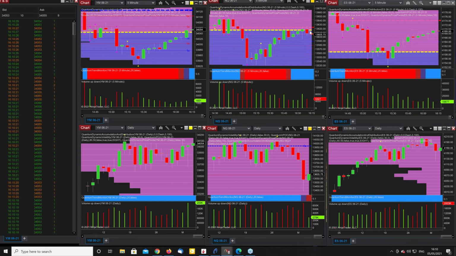Lots of resistance overhead at the volume point of control, and lots of resistance overhead on the ES as well. So, you know, it's going to be a bit of a struggle. VIX is dropping away, 1854, so that's helping. And the dollar is kind of going sideways, but it's not roaring up, so that's also helping as well.